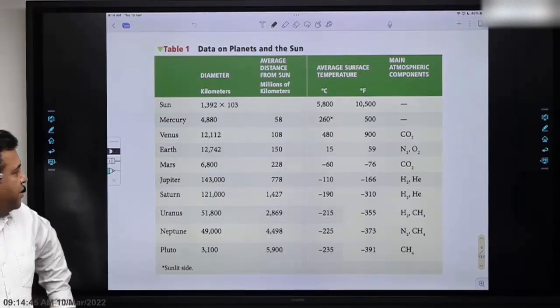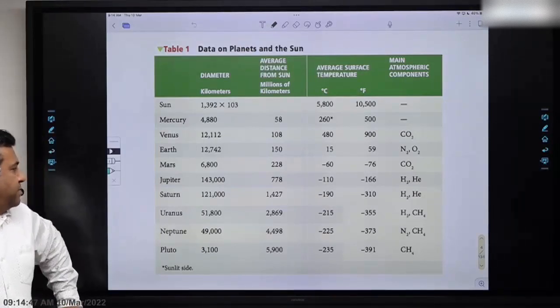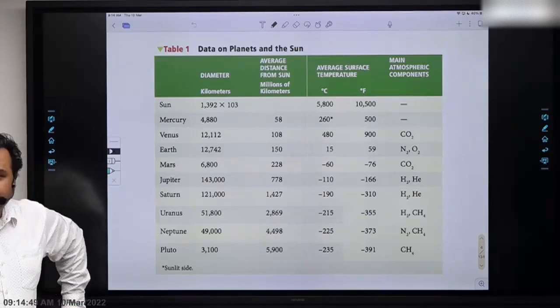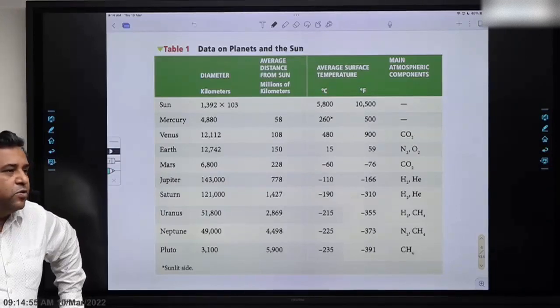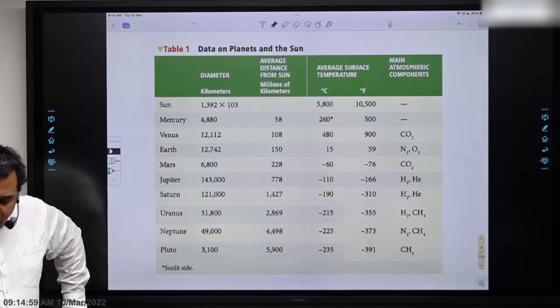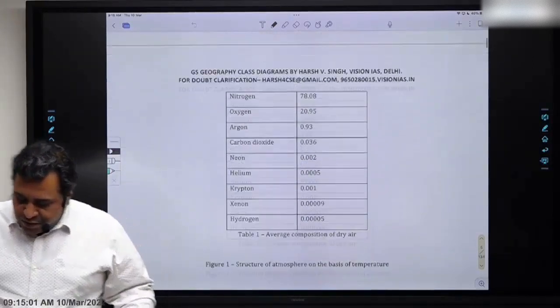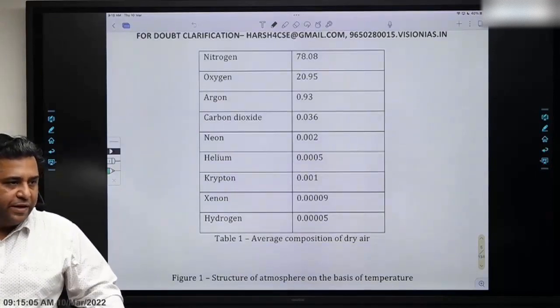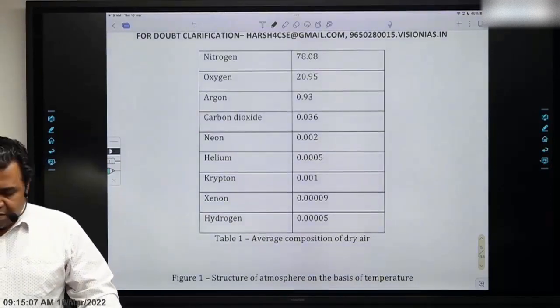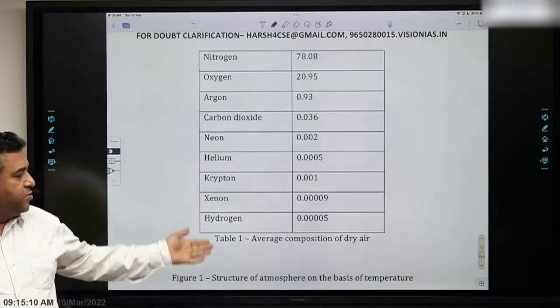Okay? Then Saturn, hydrogen, helium, Uranus, Neptune, all of these. So these are the different planets having their different atmosphere. Is that okay? So all planets have some atmosphere or the other except for Mercury. Right? Then once you come to the atmosphere of the Earth, so now let us come to the atmosphere of the Earth. So when we talk of the atmosphere of the Earth, the composition is this.